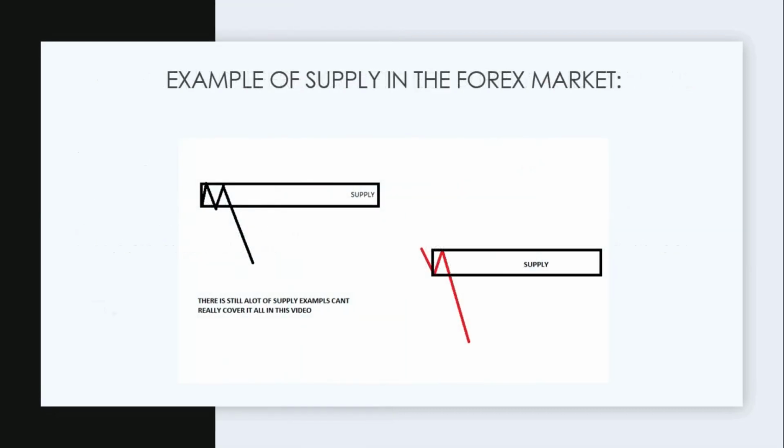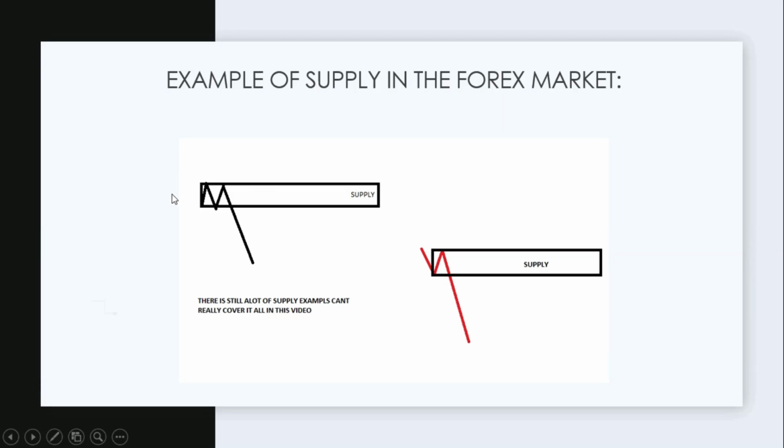Okay, examples of supply in the forex market. As you can see by my cursor, these are two different types of supplies: the one that moves like this and the one that moves like this. There's a lot of supply examples, and I can't really cover it all in this video. I don't want to make this video so long. I want to make it short and simple.